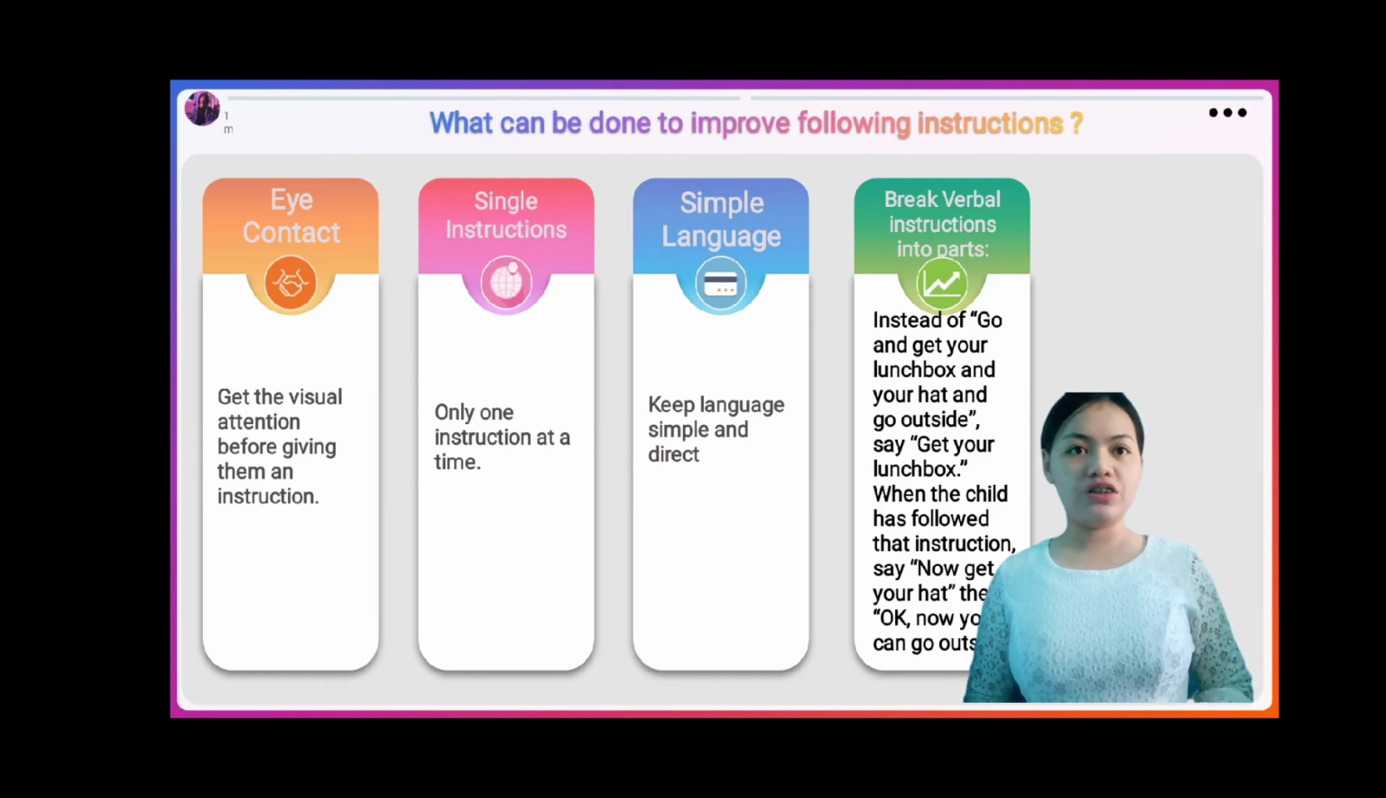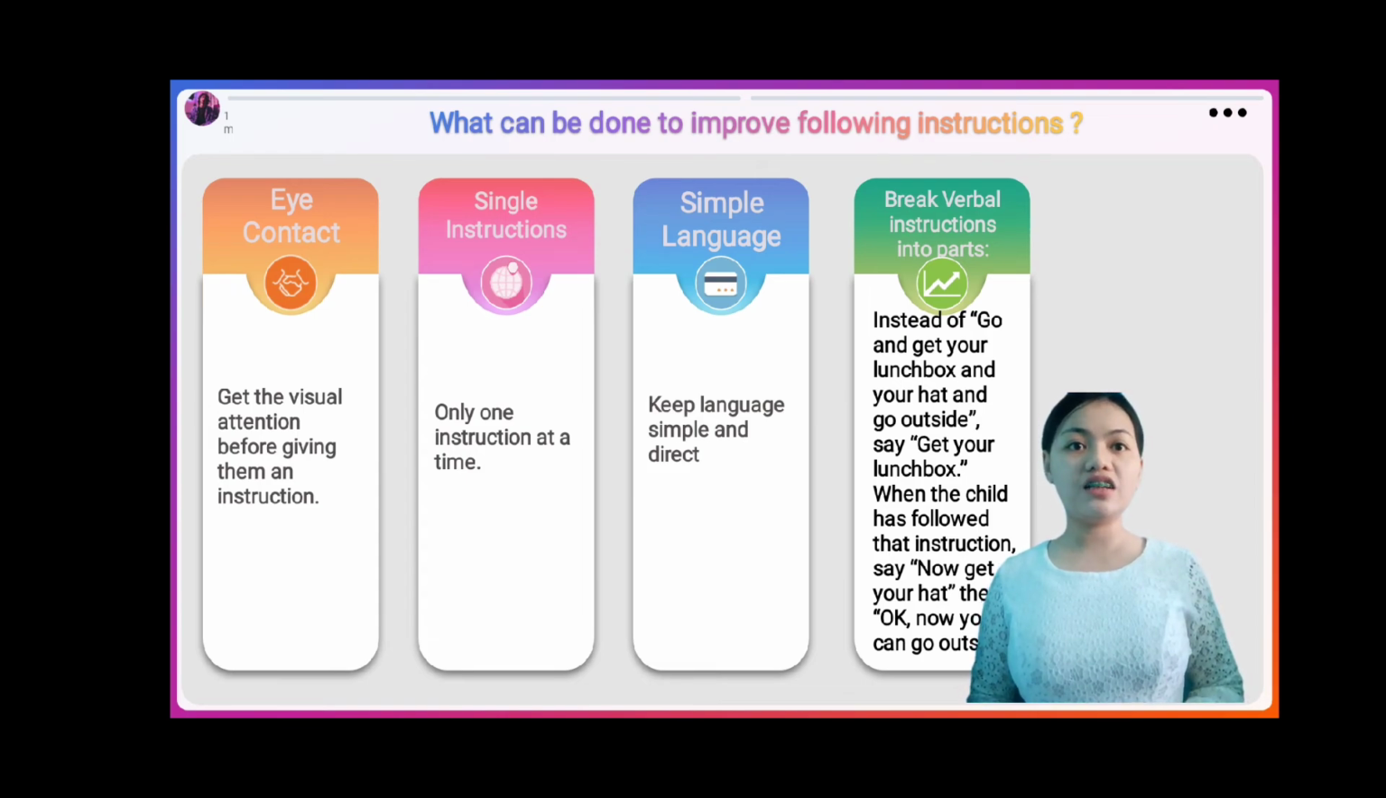Next is simple language. Keep language simple and direct. Using simple language in giving instruction will make it easier for learners to understand. It should be clear and precise so that the learners will not be confused on what they need to do. And the teacher should also clearly articulate the expectations of the assignments or tasks, explaining what students have to do, how they have to do it, and when they have to complete it, which can help them understand and follow your directions.